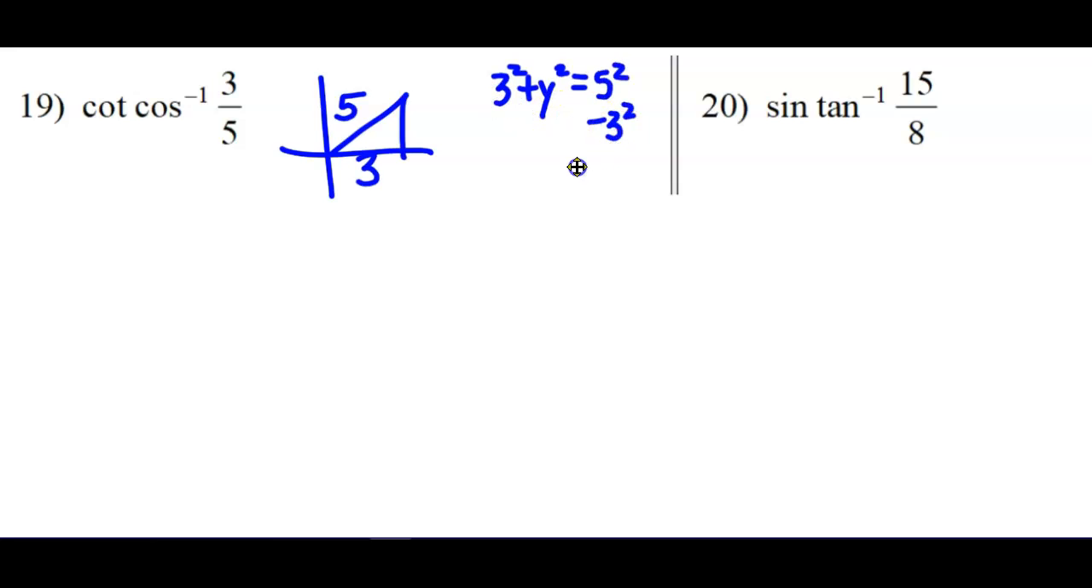And 25 minus 9 is 16. Square root that, and we get 4. Cotangent, instead of opposite over adjacent, we'd have adjacent over opposite. So adjacent over opposite would be 3/4. Okay. Tangent is y over x, so cotangent is x over y, so 3 over 4.